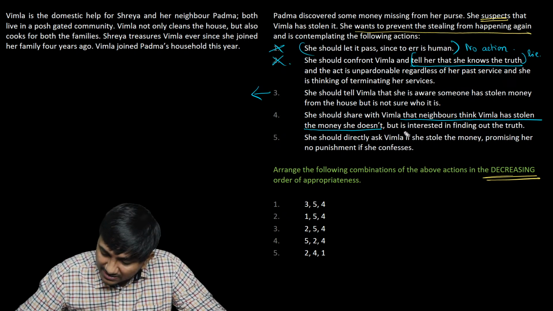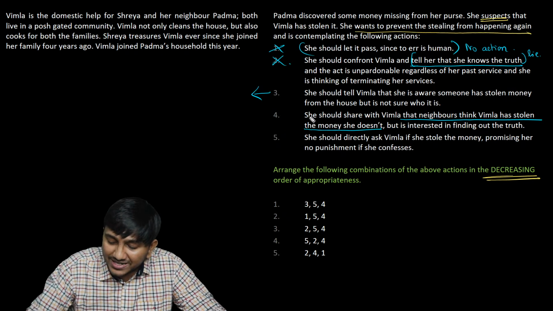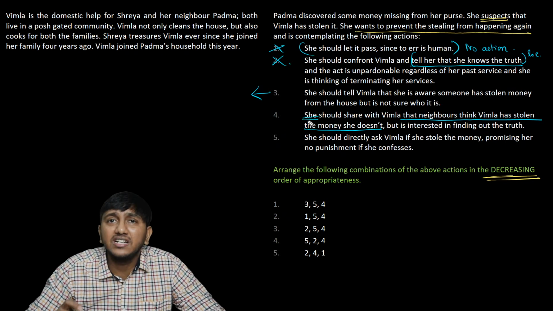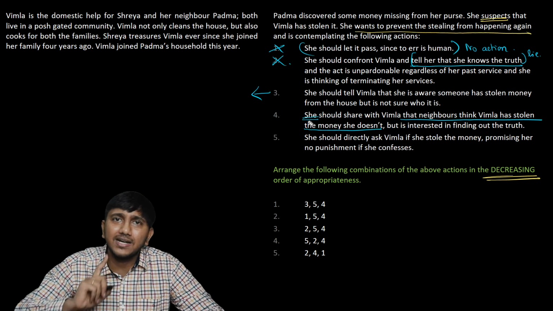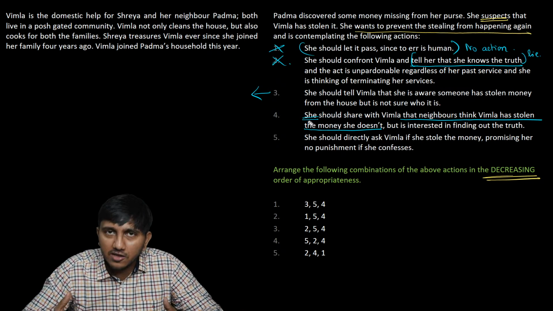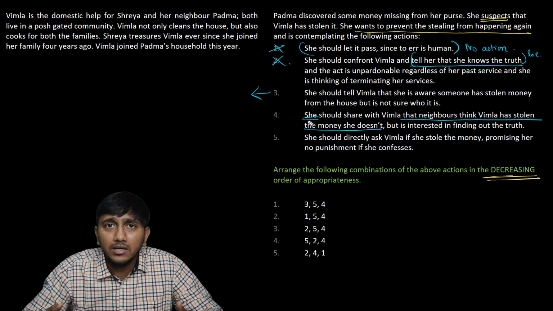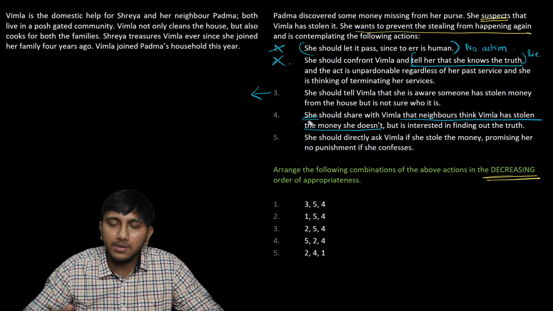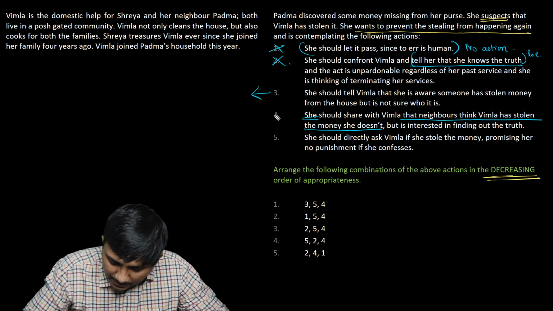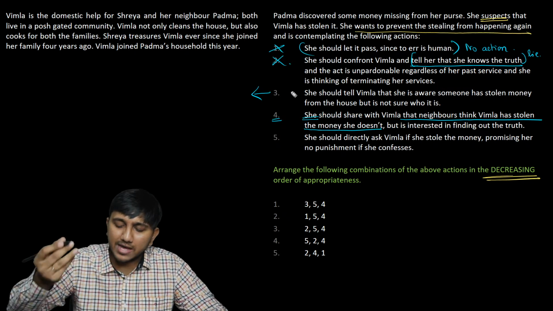But is interested in finding out the truth. So when Padma says that she's interested in finding out the truth, that might send a signal to Vimala, if Vimala is the thief, that this thing is not done here. I am looking out for somebody. If they have stolen, probably they'll be punished or something like that. Right. So kind of okay. I would not say it's as good as option 3.